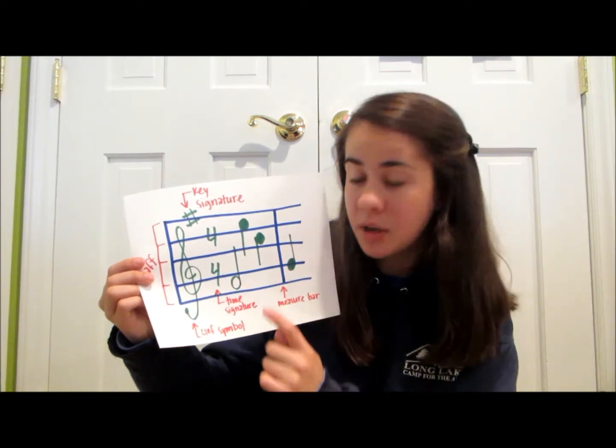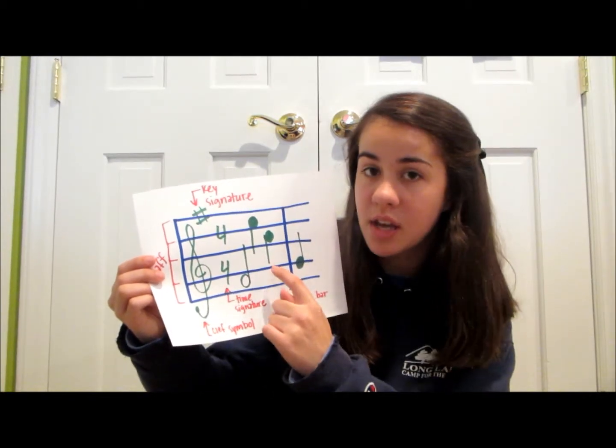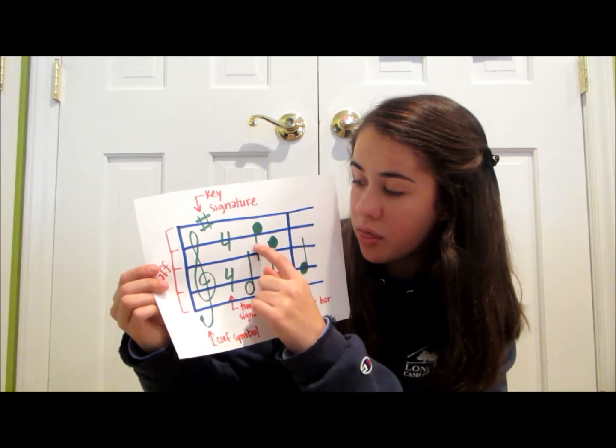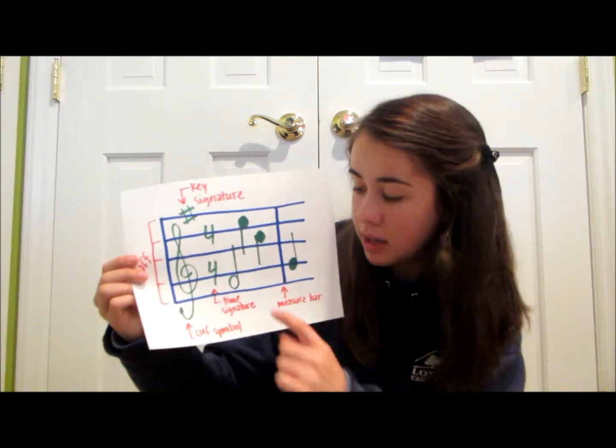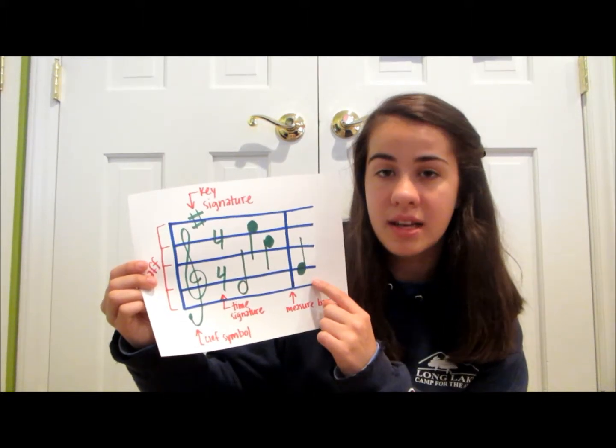Here are some sample notes. We have a half note and 2 quarters. So this makes up 1, 2, 3, 4 beats in our measure. Once we have 4 beats in a measure, there's a measure bar, and we move on to the next measure of music.